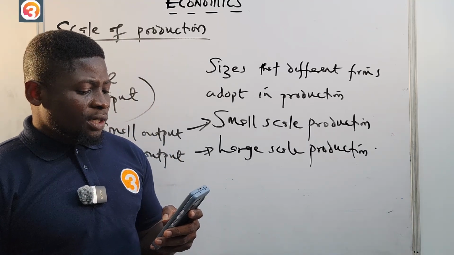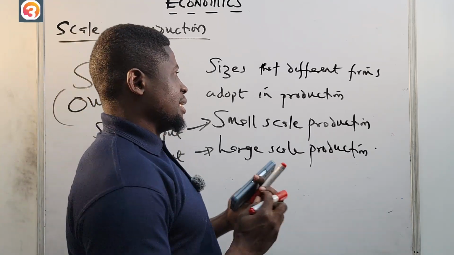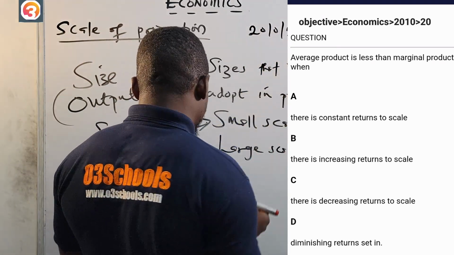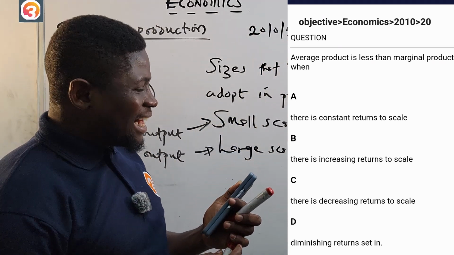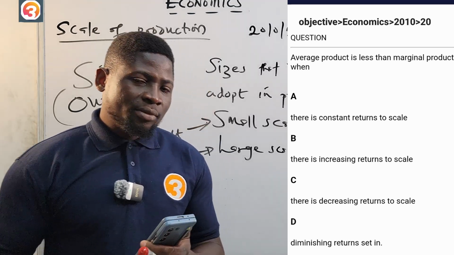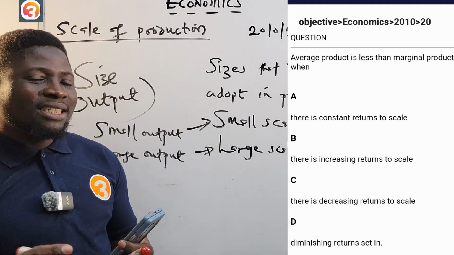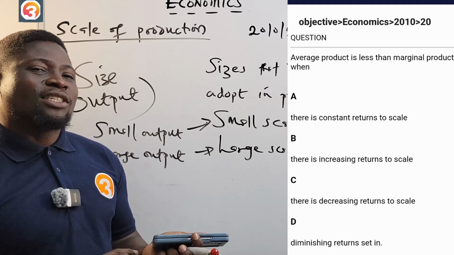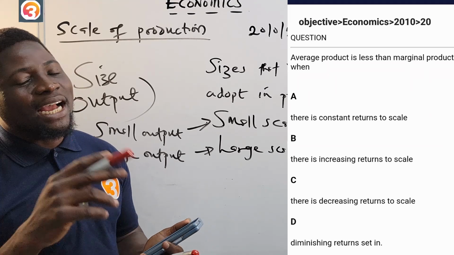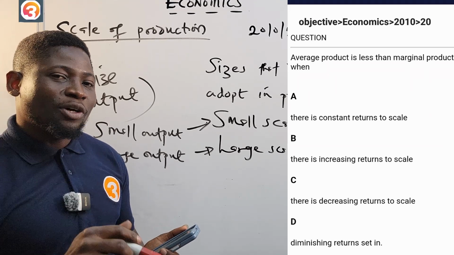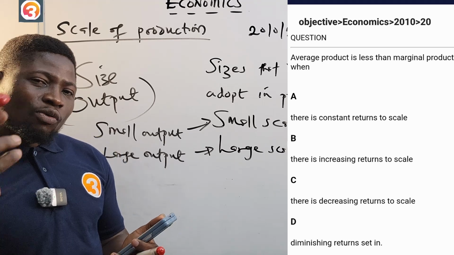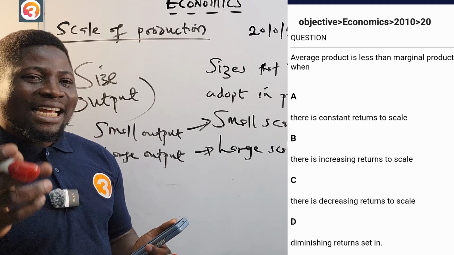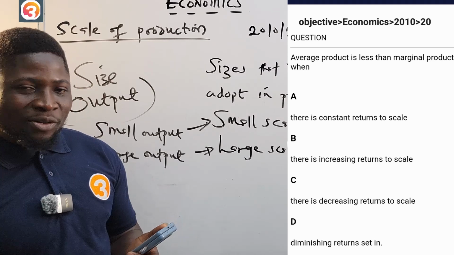So now, 2010 number 20. It says there that average product is less than marginal product when... Remember that as long as marginal product is greater than average product, average product will be increasing. So when marginal product is less than average product, the average product will be decreasing. So take note.